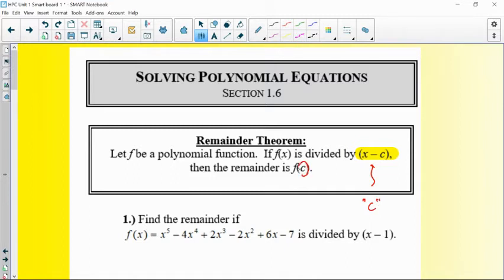And so notice that c is the one singleton value that you plug into the function. So if I'm talking about c, it would have come from a factor of x minus c in the polynomial. Okay, and if you said, oh, it's x plus c, then your technical value of x would have been negative c, right? Because it's whatever makes it equal to 0. Okay, so it says if f of x is divided by this factor, then the remainder, if you were to have done long division, would have just been equivalent to whatever the value of f at c is.